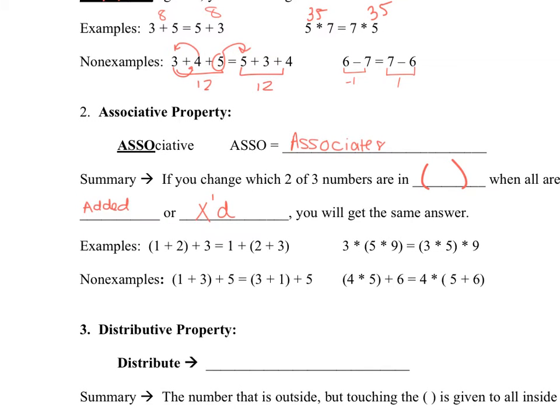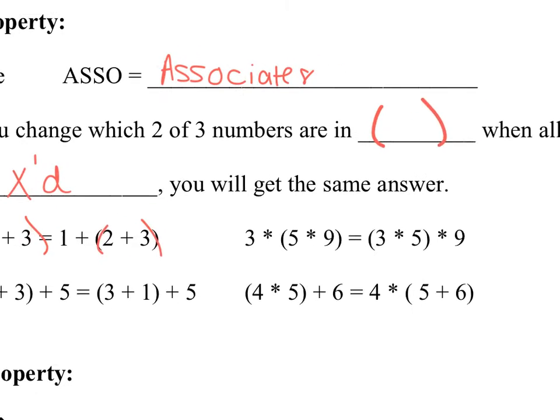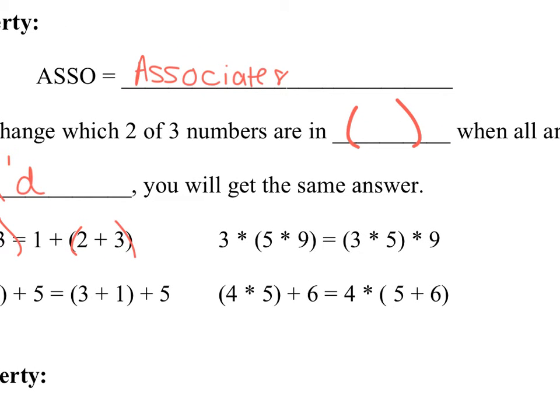So if I look at my examples where I have my 1 and my 2 in the parentheses plus a 3, I can basically associate my 2 with my 3 right here. That's an example of the associative property, where I'm just basically moving my parentheses. All my numbers are still in the exact same order, I'm just moving my parentheses. Now look at an example of multiplication. I have my parentheses around my 5 and my 9. Well, guess what? Now they're around my 3 and my 5.